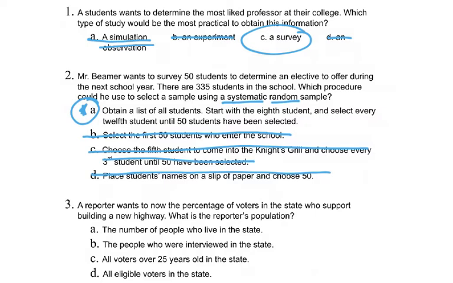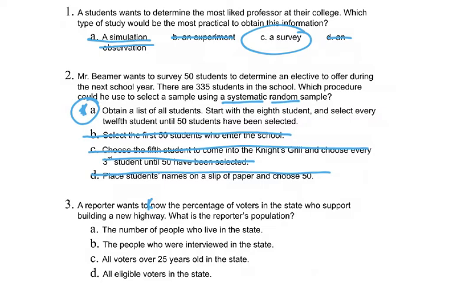Okay. Number 3, a reporter wants to know the percentage of voters in the state who support building a new highway. What is the reporter's population? So if you look at A, that's the number of people who live in the state.